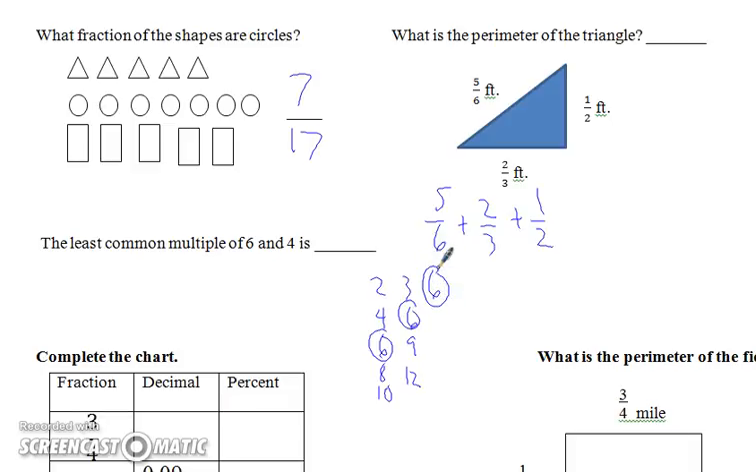So I can leave the 5/6 like it is. I'm going to take the 2/3. I need to multiply the top and the bottom times 2. So I got 5/6 for my first one, because I left it. 2/3 is really 4/6. 1/2, I'm going to multiply top and bottom times 3. So there I got 3/6.